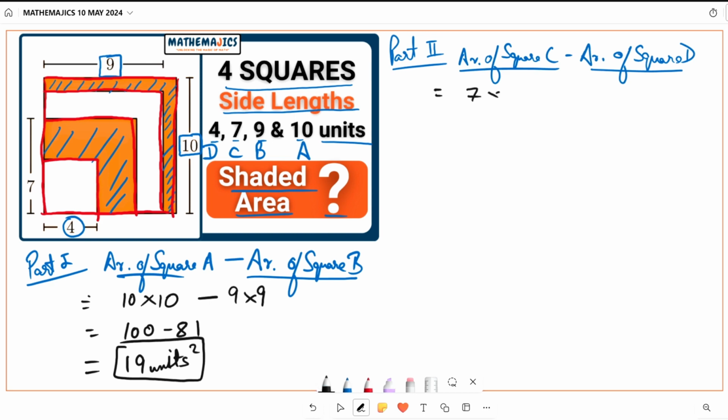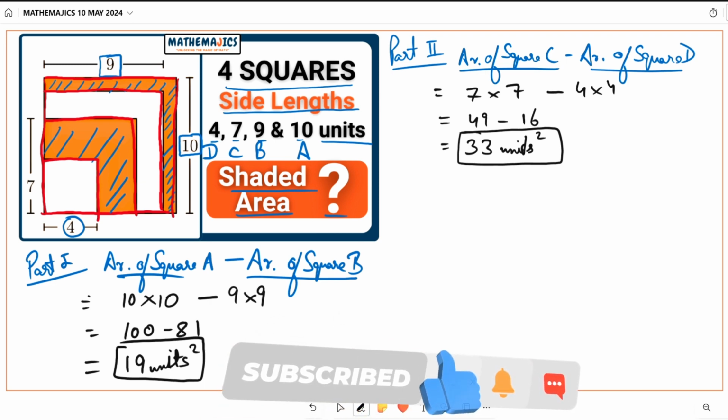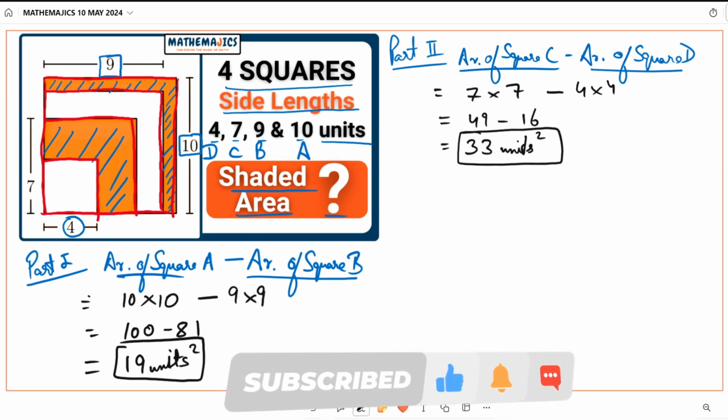So what is the area of square C? That will be 7 times 7. The area of square D will be 4 times 4. This will give us 49 minus 16, which will give us 33 units square. Okay, so this is the area of part 2, but this is not the final answer. We need to find the total shaded area.